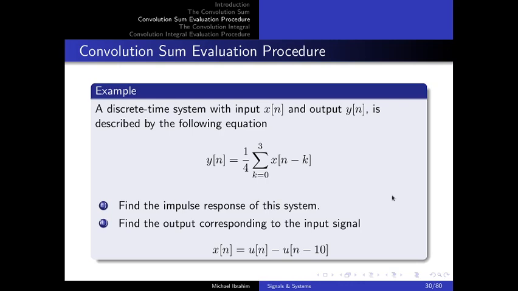I will be giving you a system described by a similar equation. First, you need to find the impulse response, then you need to find the output corresponding to a certain input by doing the convolution sum, or in case of continuous time systems, the convolution integral, as we're going to see in the next lecture.